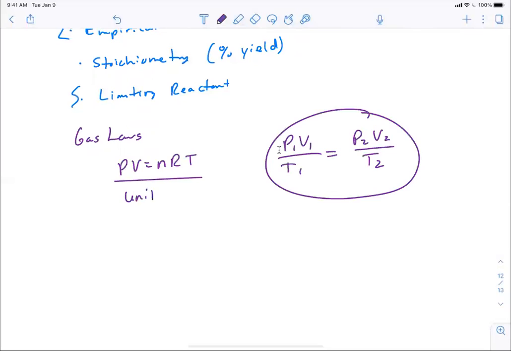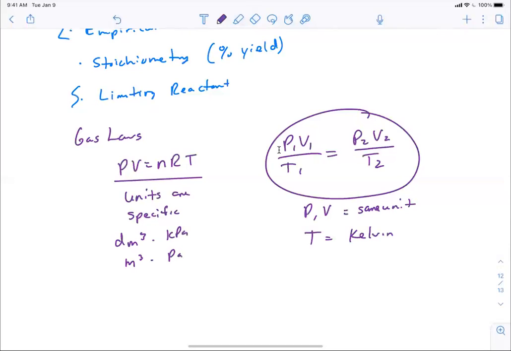This is really important because units are specific, meaning that you have to have decimeters cubed times kPa or meters cubed times pascals. And over here, pressure and volume have to be the same unit, but temperature has to be in Kelvin.